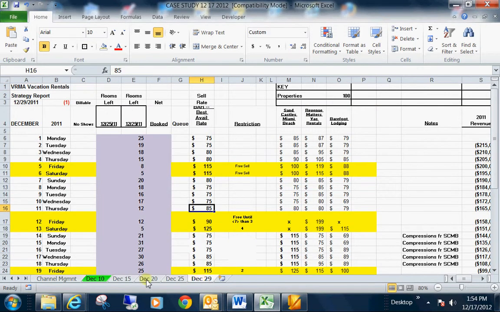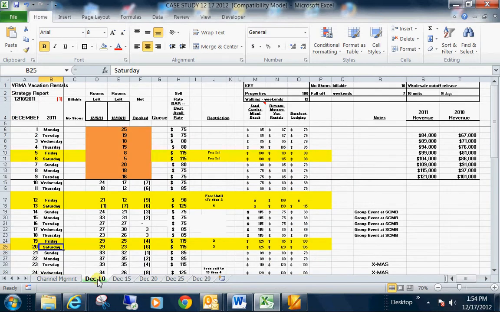To take you through one of these quickly, you can see that on December 10th, this is the strategy report that I teach on. This is what occurred before December 10th, so it already happened. This is what was left in inventory as a result of what the revenue manager did. These are the ADRs that were offered on each date.